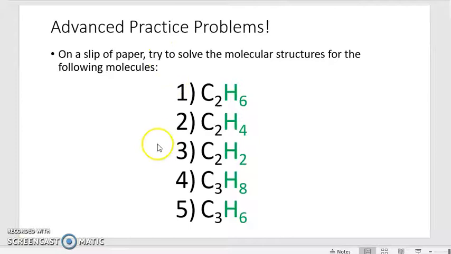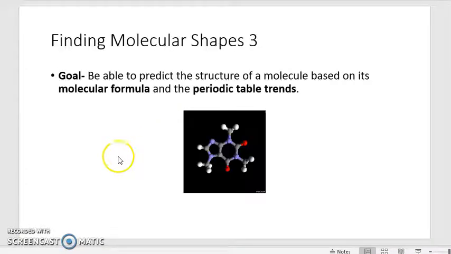So I hope that this video has been helpful in figuring out how to form the structures based on the molecular formula and the periodic trends. For some nitrogen examples, go ahead and look at Finding Molecular Shapes 4. And until then, happy science.